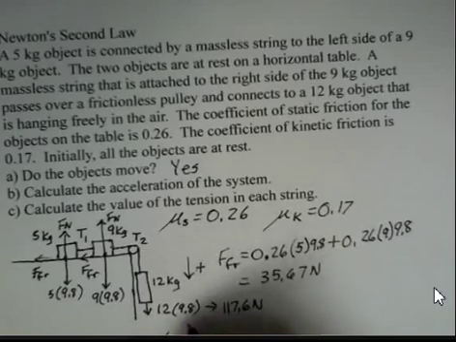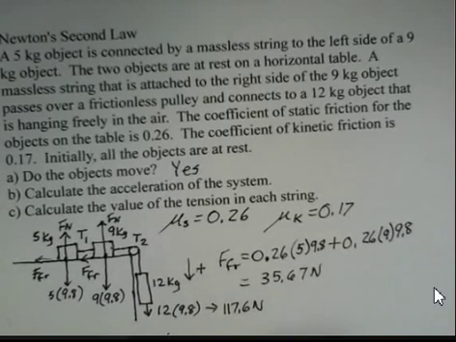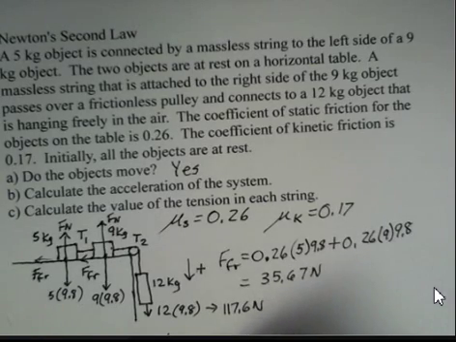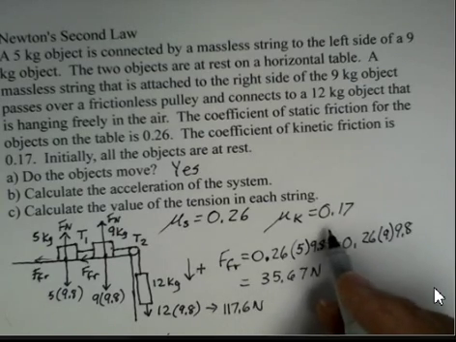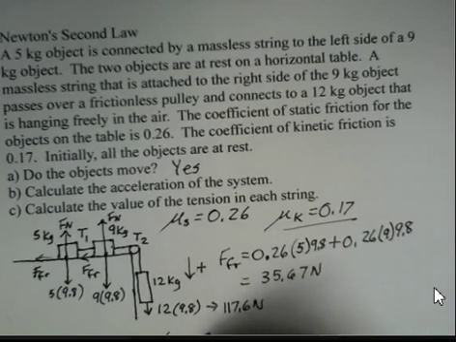I'm taking that as the positive direction. The friction force is in the opposite direction. So now I subtract. I cannot use 35.67 newtons for the force of friction. Why is that? Because now we're moving. Now it's a kinetic problem, and I have to use 0.17.